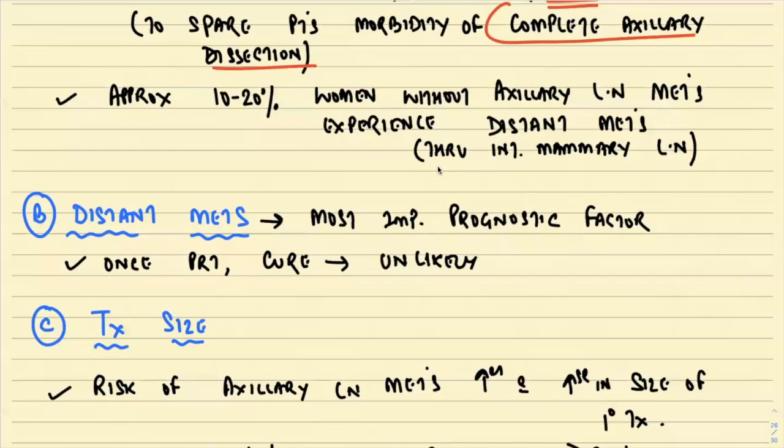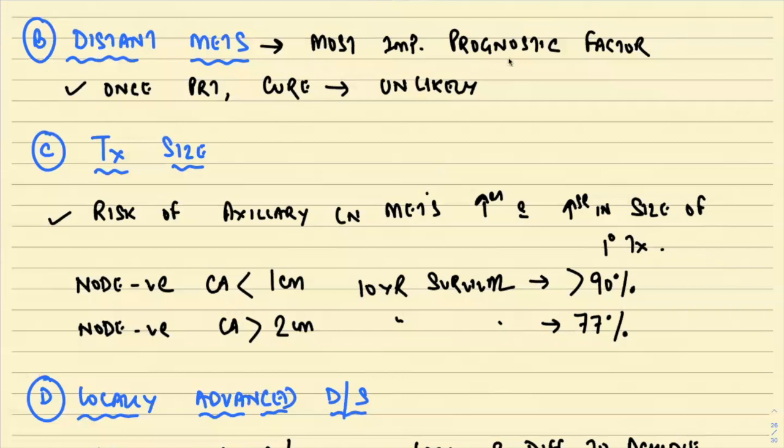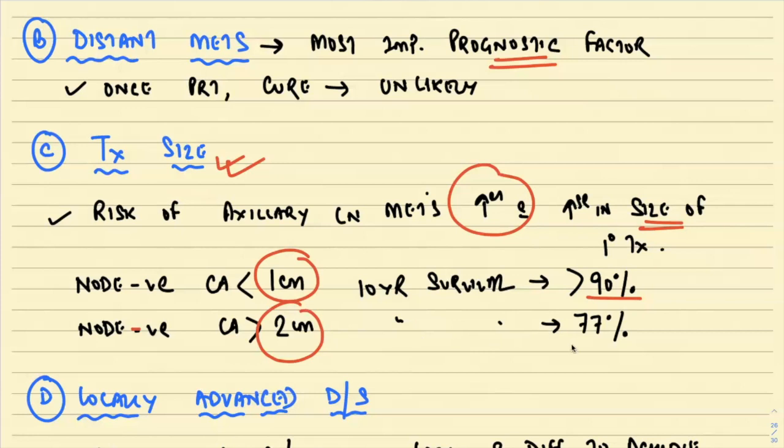Now, the second prognostic factor is distant metastasis. As I told you, it is the most important prognostic factor, and once metastasis is there, the cure is unlikely. Then is your tumor size. As the size of the tumor increases, the chances of metastasis also increase. Node negative means the tumor has not metastasized. For carcinomas less than 1 centimeter, the 10-year survival is more than 90%, whereas for those 2 centimeters and above, the 10-year survival is only 77%. So these are node negative tumors.